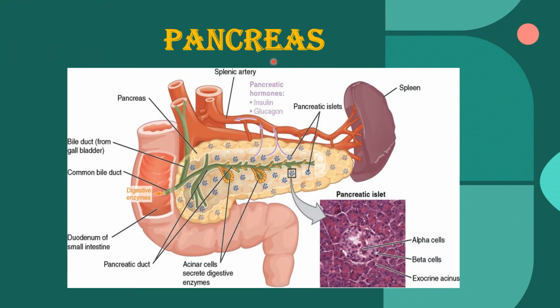Pancreas. The pancreas is very important for diagram based questions and identification. A question may come like this: a group of specialized hormone secreting cells present in the pancreas. That is the islets of Langerhans. Heterocrine gland, that is the pancreas. We already learned that.